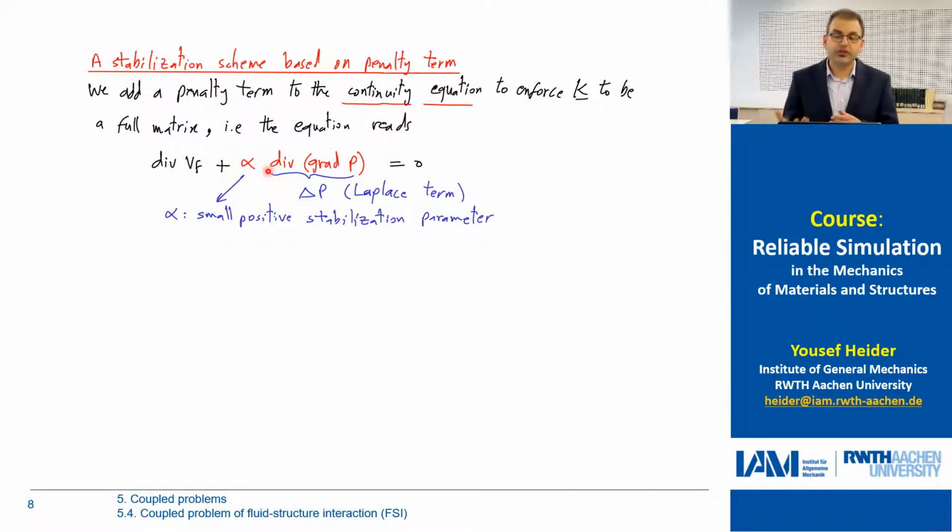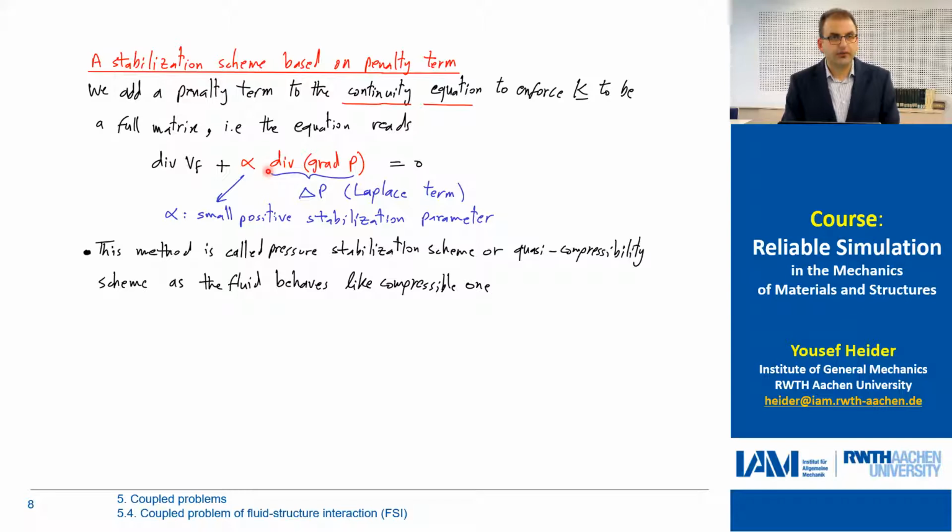And by considering some value for alpha, we get a continuity equation which is very similar to the one considered in the case of a compressible fluid, simply because the density of the fluid, if we have a compressible fluid, can be expressed as a function of the pressure, and then we will end up with something like this. So as I said, this is called the pressure stabilization scheme or quasi-compressibility scheme.